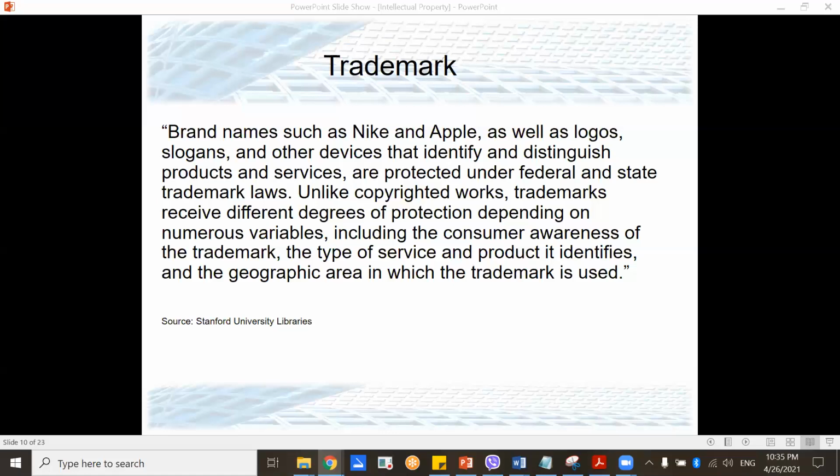So again, a trademark is a word, phrase, symbol, or design, or a combination of these, and identifies and distinguishes the source of the goods of one party from those of others. For example, a company name, a logo, or your company tagline can be trademarked. The trademark serves as a brand identifier for the business or the product.